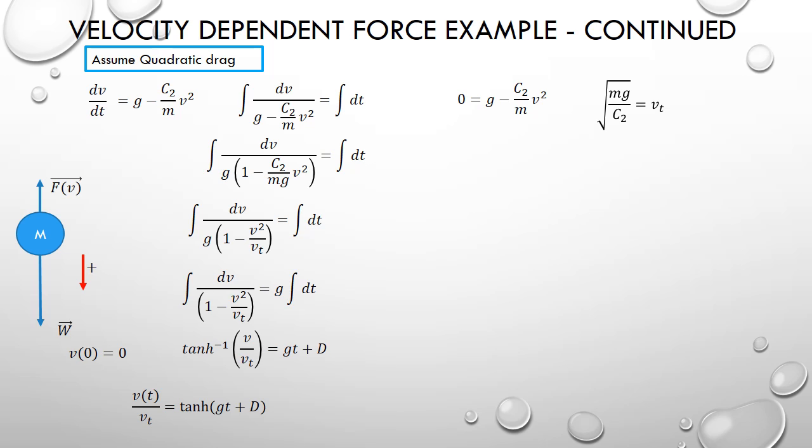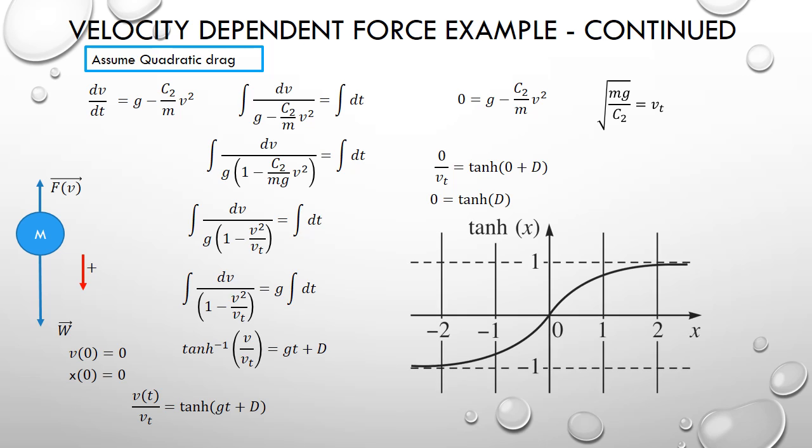Now we can apply our initial condition. So if we do that, I get this expression for hyperbolic tangent of d. Well, what is hyperbolic tangent? You look at this graph, the only way the hyperbolic tangent goes to 0 is when x is equal to 0. You can see that. So that's going to force d equal to 0. And then my solution for this differential equation, the velocity of this object falling with quadratic drag, is v of t equal to the terminal velocity times hyperbolic tangent of g t over the terminal velocity.